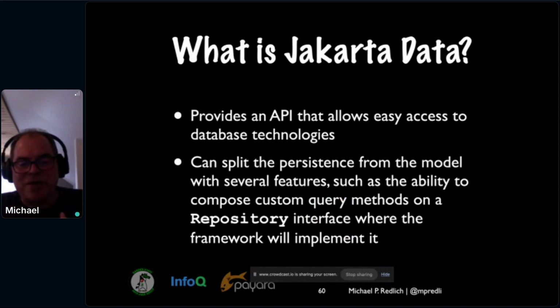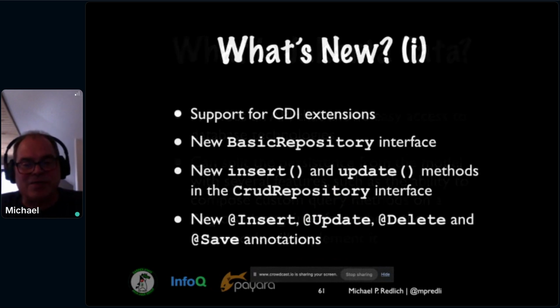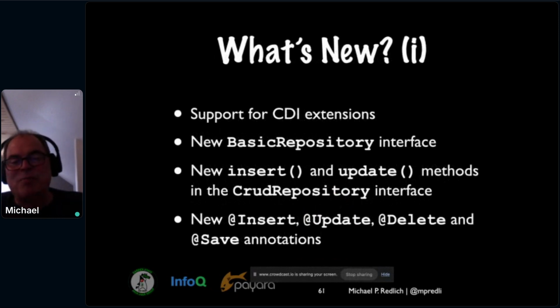There's a repository interface, and there's also a repository annotation. This one was fun. I really like being part of this. As we go on here, there's support for CDI extension. There's a new basic repository interface that allows you to build upon it. It has some of the basic find methods, like find all, find by IDs, stuff like this, and you can build upon those to make your own custom find-by methods.